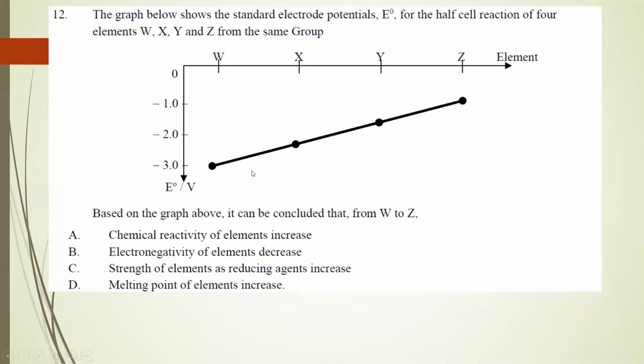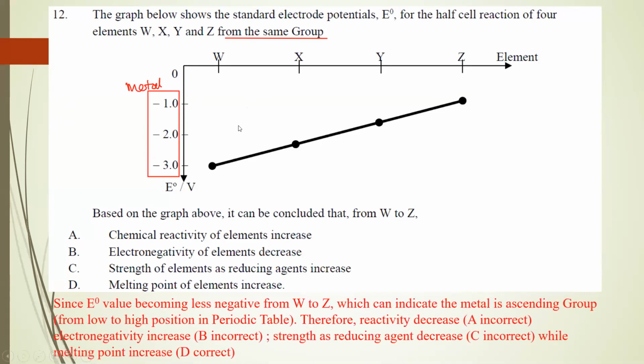Okay, then we go to question number 12. The graph below shows an electrode potential of the half cell for the reaction of W, X, Y, Z from the same group. The keyword is from the same group. And if you notice carefully, they are all negative. Negative usually indicates that they are all metals. Okay, they are all metals. And the metals in here from W to Z, you notice that the value becomes less negative.